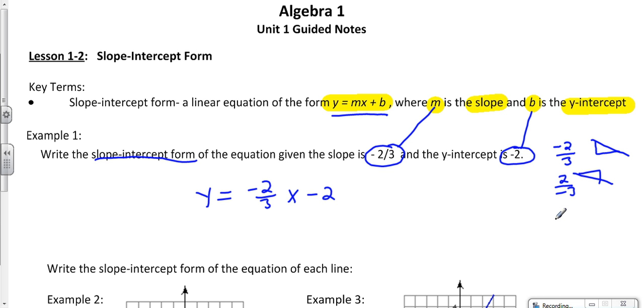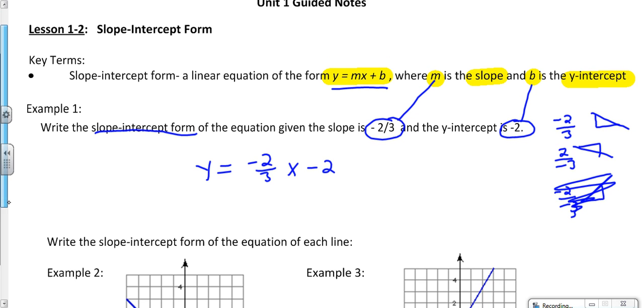However, do not make the mistake and go negative 2 over negative 3, because that is actually a positive 2/3. I would go down 2 to the left 3, and now my line's going in the wrong direction. So we do not want to do that.